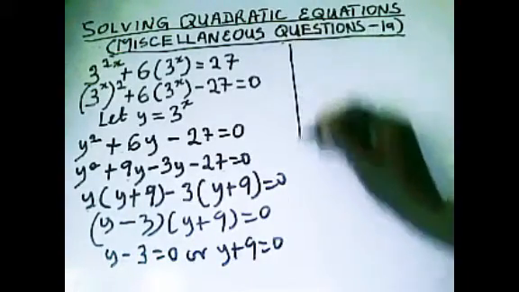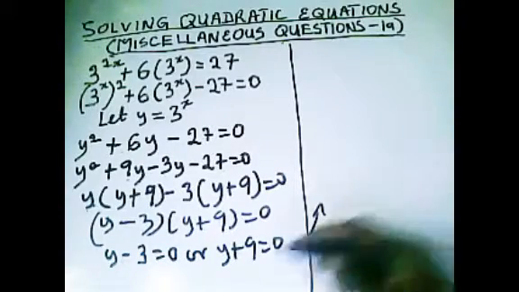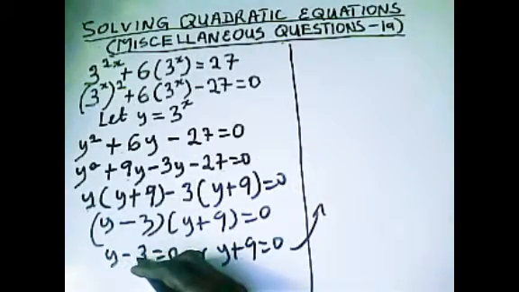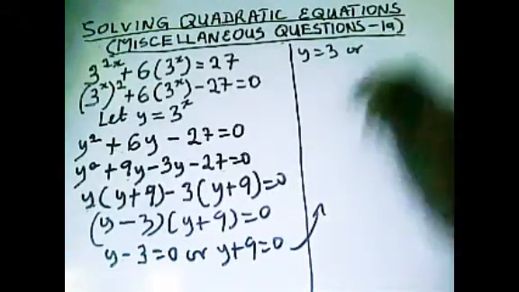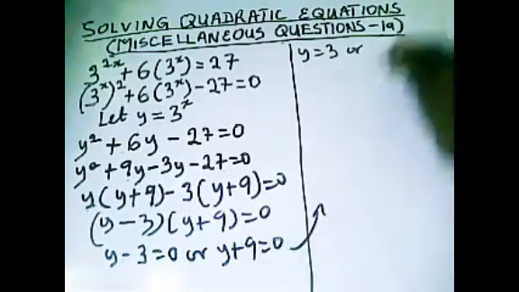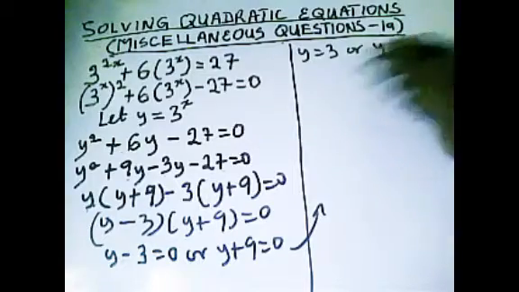Now from here, what are we going to do? We take our minus 3 to this place, we have y equals 3. Or we take our plus 9 to this side, we have y equals minus 9. So y has two values. These are the solutions of this quadratic equation.